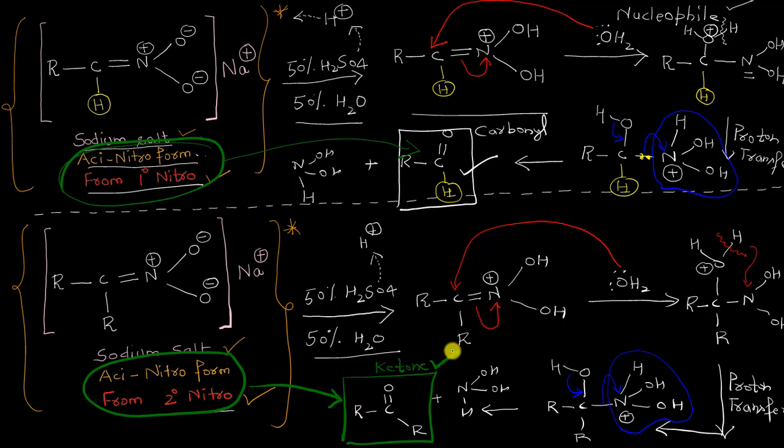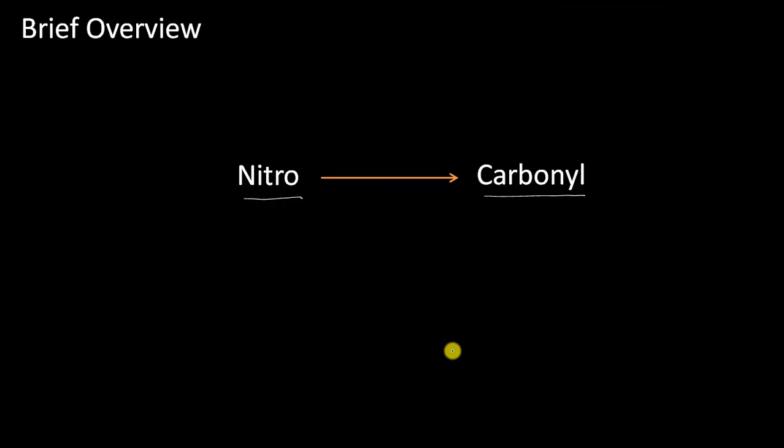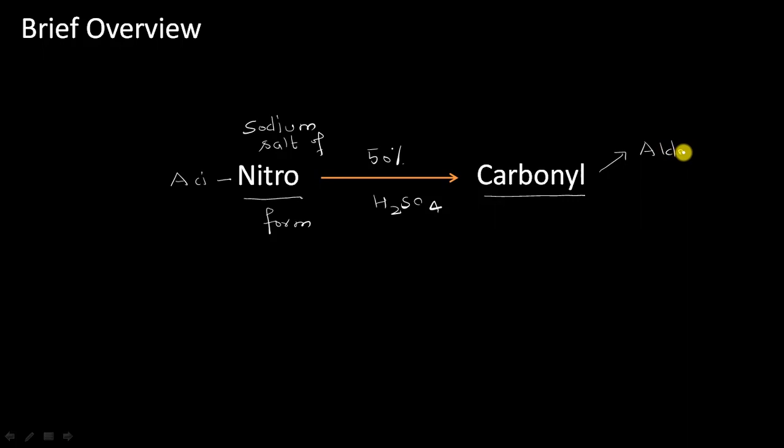So now let us go back to our first slide, and let me write here, from the sodium salt of acyl nitro form, and adding 50% sulfuric acid, what we get is a carbonyl compound. It may be either an aldehyde if we are starting from a primary nitro compound, and it will be a ketone if we are starting from a secondary type of nitro compound.